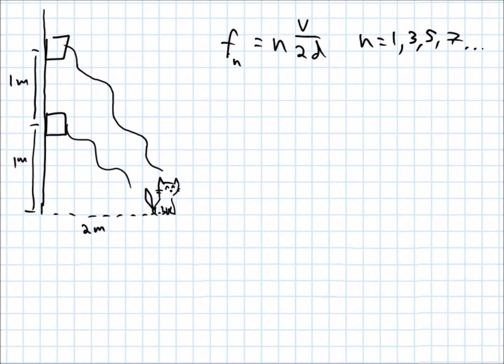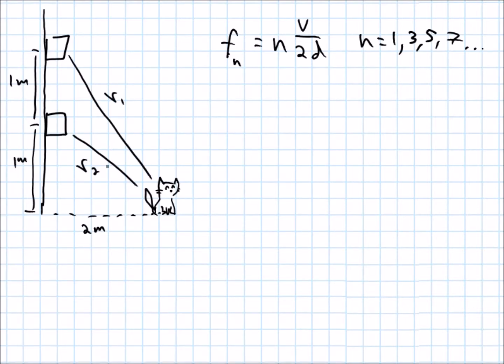So what that means is, if I call this R1 and this R2, then d is R1 minus R2, the path length difference. And v is the speed of the wave. So assuming you're in air, I hope you are, and around sea level, we can look it up: the speed of sound in air at sea level is around 340 meters per second.